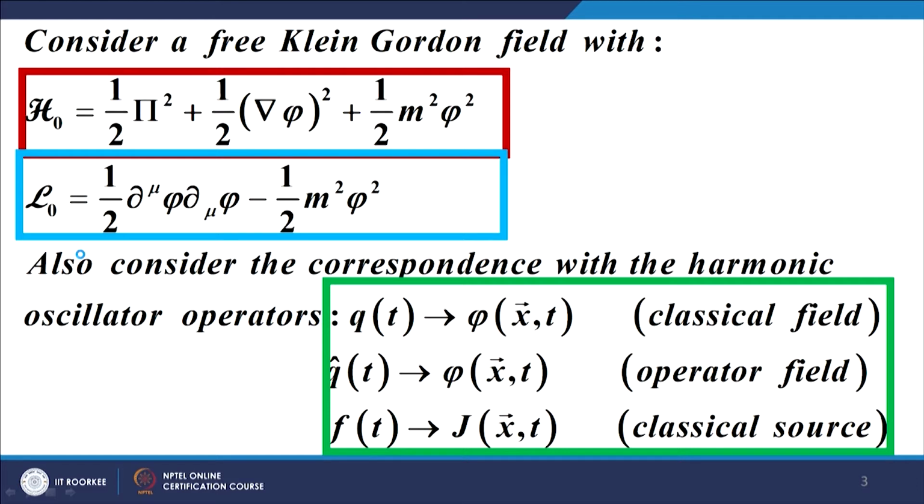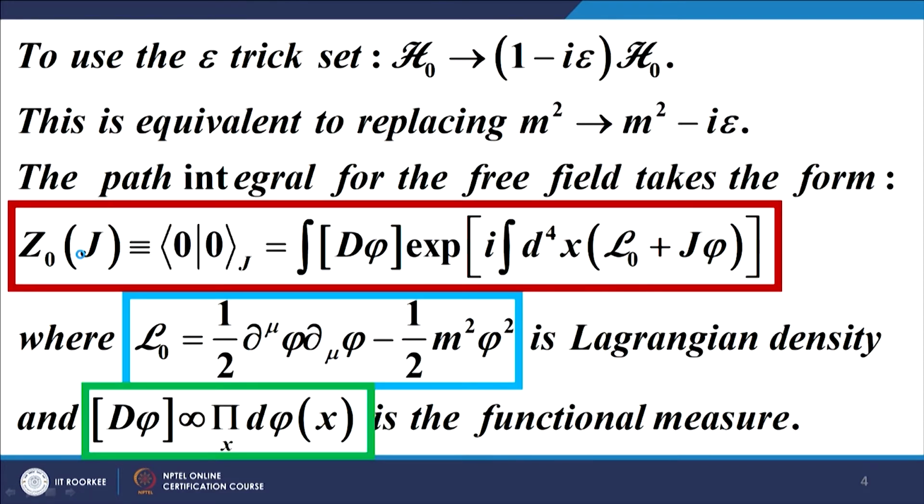So, q(t) now becomes phi(x, t), which depends on the underlying space-time variables, and the other expressions follow similarly, as given in the green box at the bottom right corner of your slide. Then we introduced the i epsilon prescription by substituting m square minus i epsilon for m square to make the integrals converge, and this essentially operates as a damping factor.